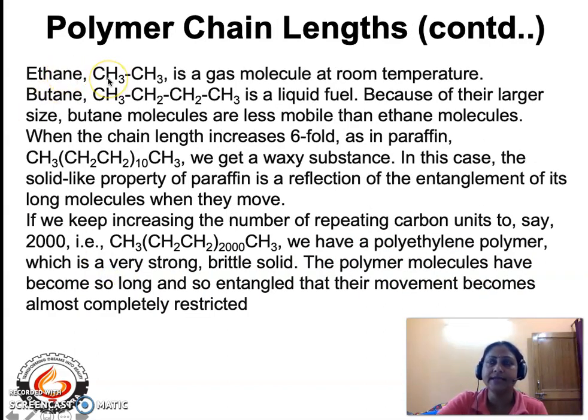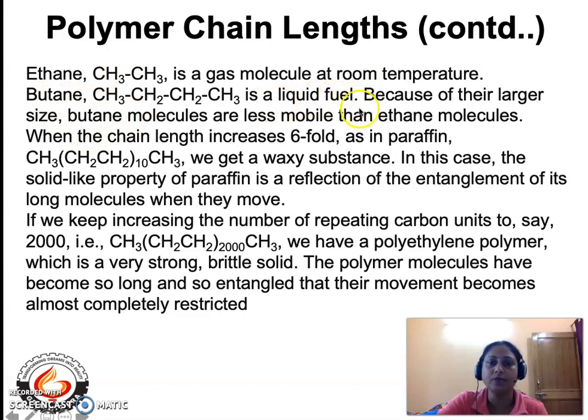This slide is another illustration of how the dP, or the number of monomeric units, or the polymer chain length, affects the properties of a polymer. Let us take the simple molecule ethane, CH3CH3. It is a gas at room temperature. Now we double the chain length, and we get a butane molecule, which is a liquid fuel.